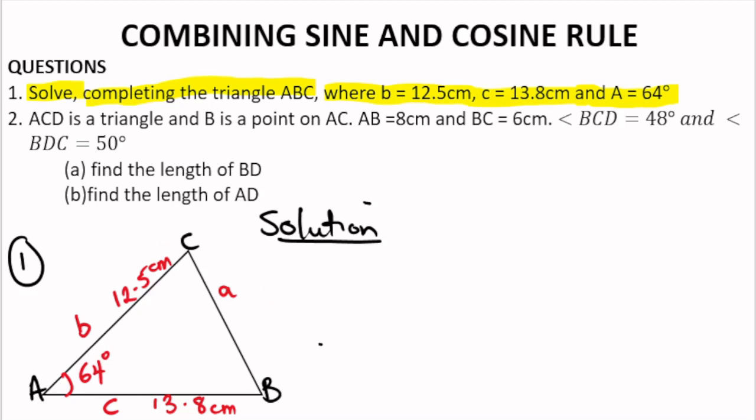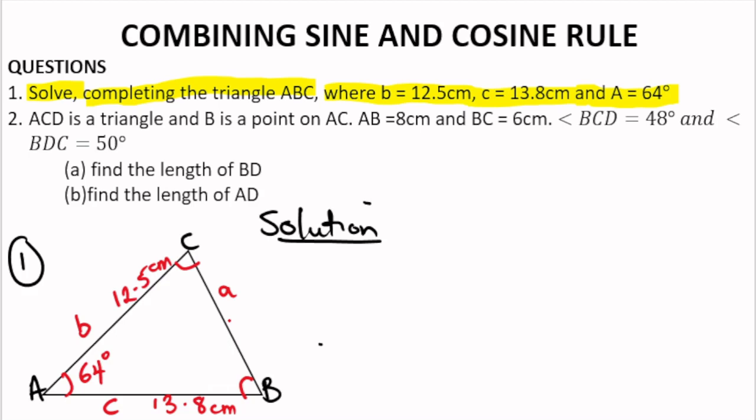Now looking at this question, it says solve completing the triangle ABC. So when we talk about completing this triangle, we'll notice that we don't have angle C, we do not have angle B, and we do not have side a. So to complete this triangle, we're going to be using either the sine or the cosine rule. So this is where combining both rules comes in. We're going to look at this question closely to know which rule we are actually using first.